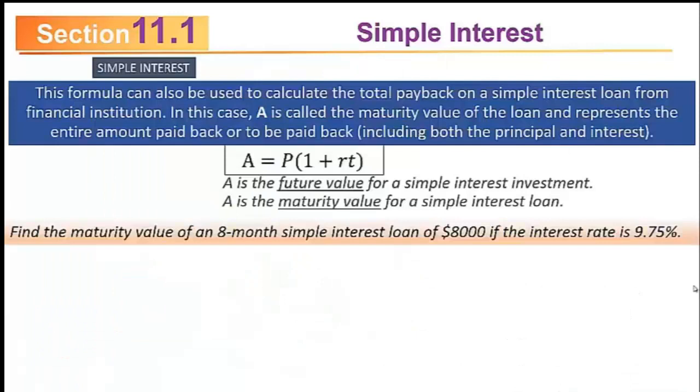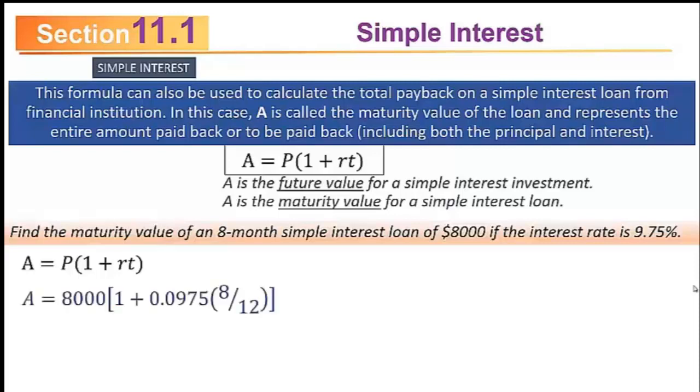How about this? Find the maturity value of an 8-month simple interest loan of $8,000 if the interest rate is 9.75%. Again, I want the maturity value, so I use the formula A equals P times the sum of 1 plus RT, and I plug in all the values. The principal is $8,000. The interest rate is 9.75%. If you move the decimal 2 places to the left, you get 0.0975. And you're doing it for 8 months, but the time has to be in years, so you get 8/12 of a year.